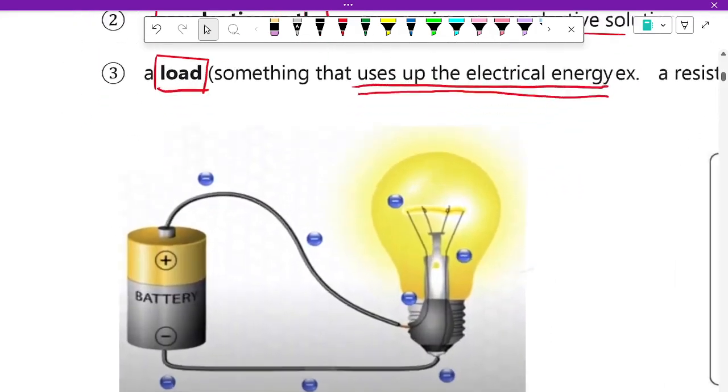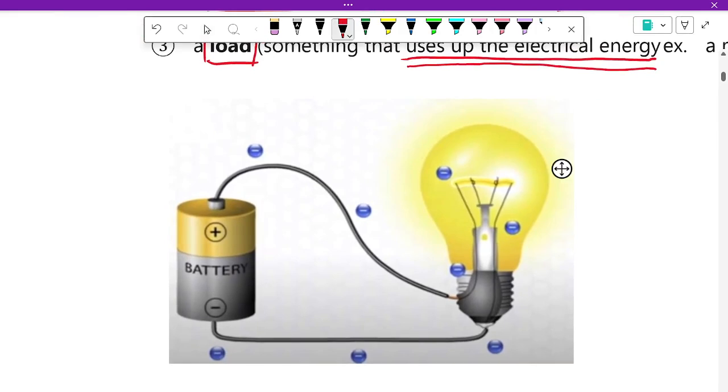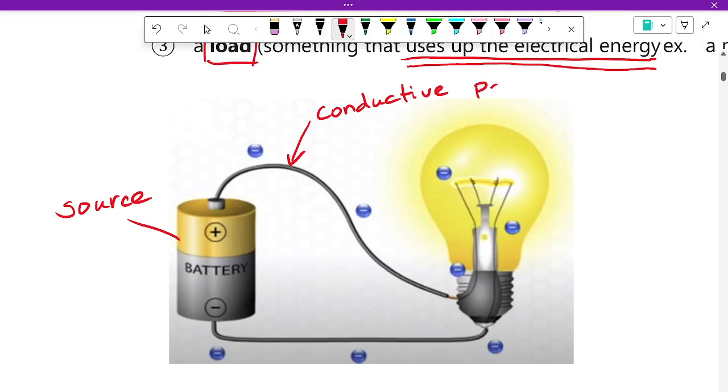So here is a picture of the source. We have the conductive path, and the conductive path actually goes all the way up through the light bulb. This is also the conductive path. And the light bulb is the load.